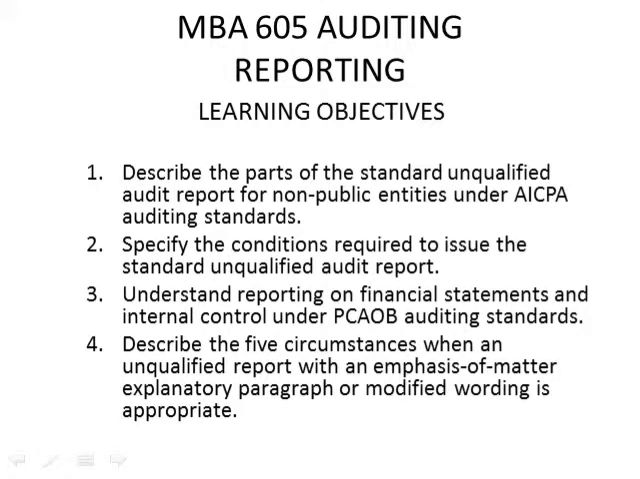So it's very important to understand what parts there are to the audit report, why it is important, and what the different types of audit reports are that can come from the auditing exercise. So tonight we're going to talk about the parts of the standard unqualified audit report. We're going to specify conditions required to issue an unqualified audit report. We're going to understand reporting on financial statements and internal control under the Public Company Accounting Oversight Board auditing standards.